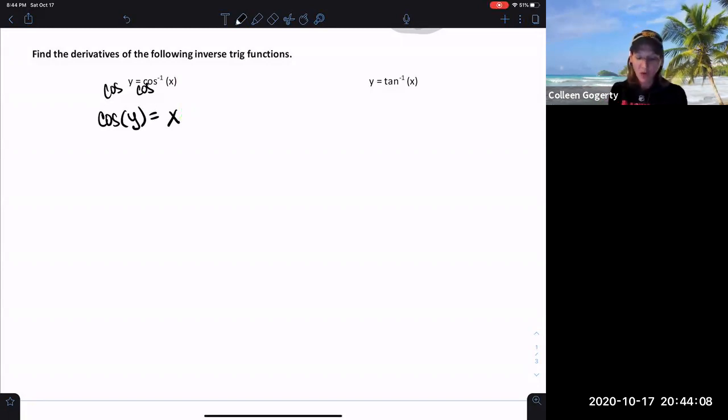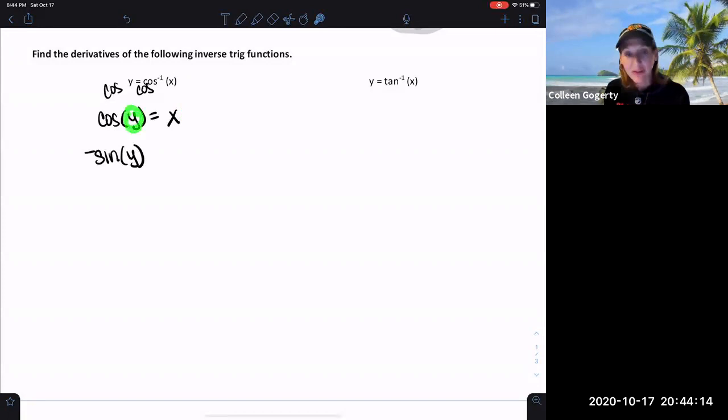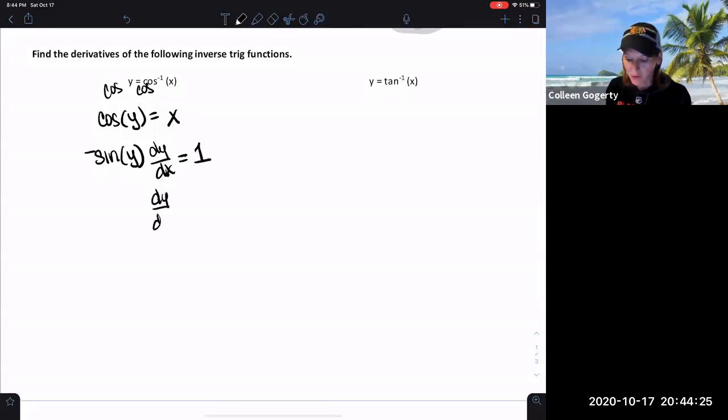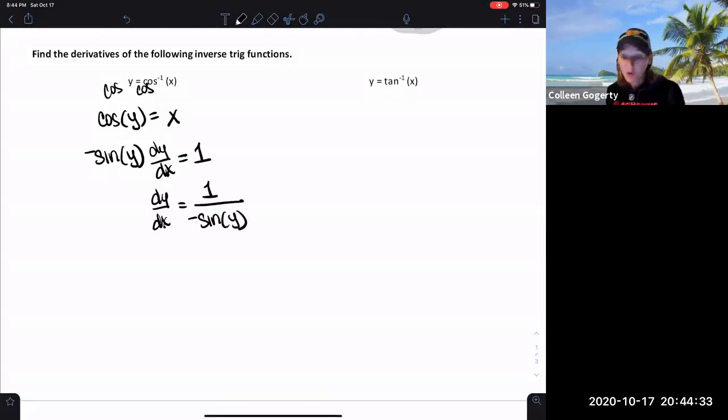So the derivative of cosine is negative sine. Now I have to take the derivative of the input. So I'm using implicit differentiation, chain rule, okay? And so that's going to be dy dx. The derivative of x is 1. So if I solve for dy dx, or y prime, I end up with 1 divided by negative sine of y.